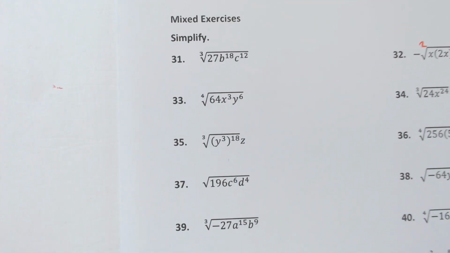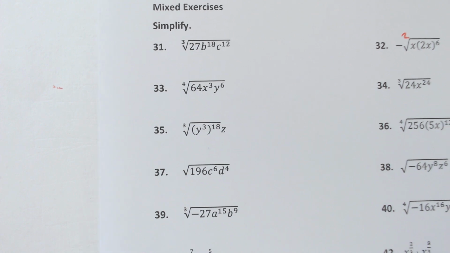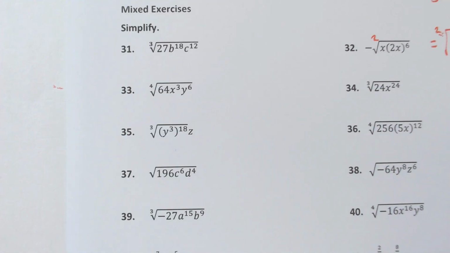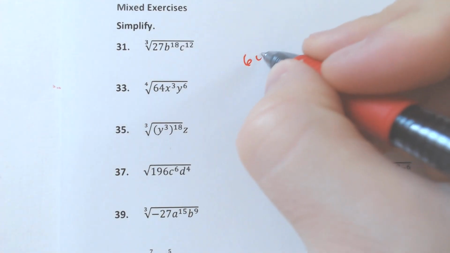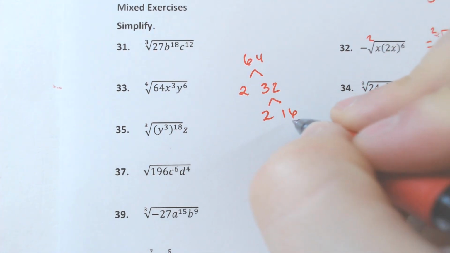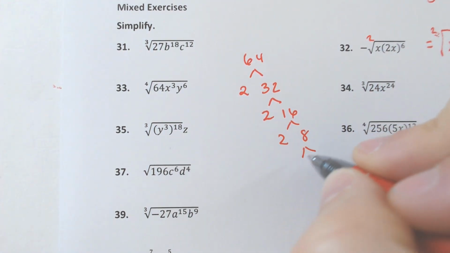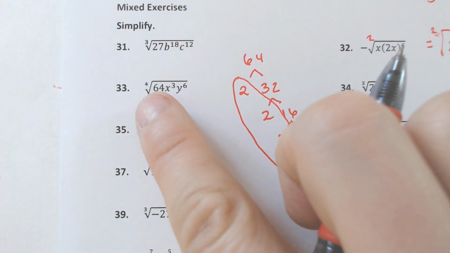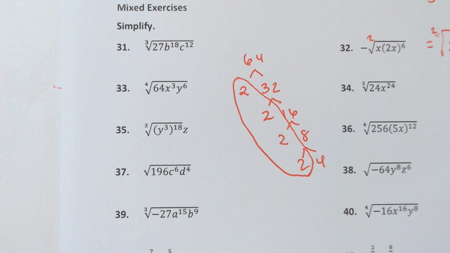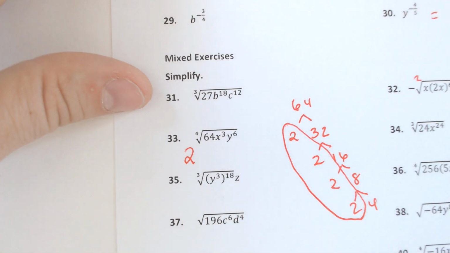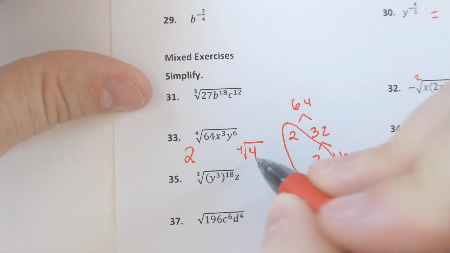Moving along. Let's see, I want to do one of these for us that are on the left side. Let's do the 64 one, 33. If we break down the 64, because it does not simplify completely, we end up with a lot of 2's. And we're looking for 4 of a kind because it is the 4th root of 64. So if we do that, we would have a 2 on the outside and a 4th root of 4 left over.